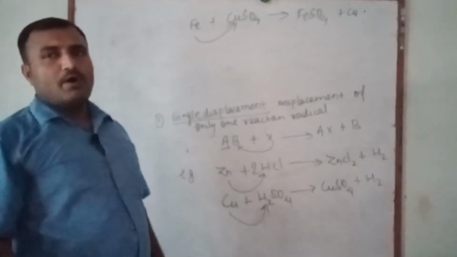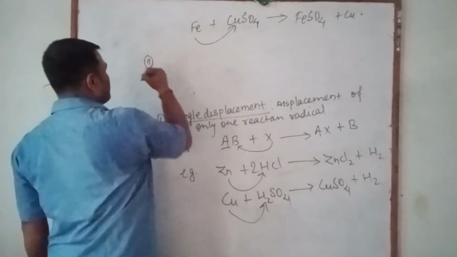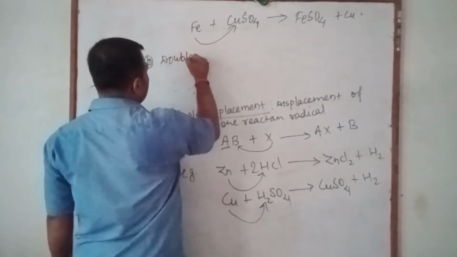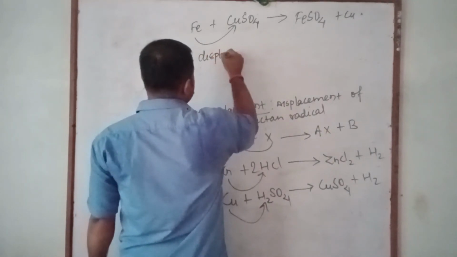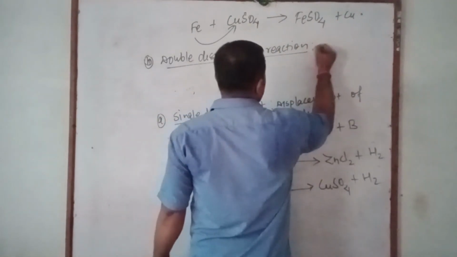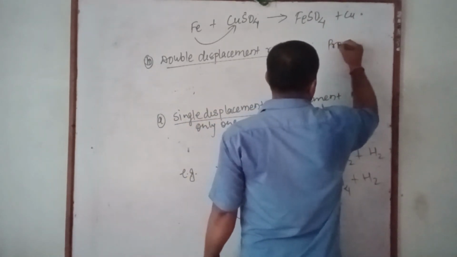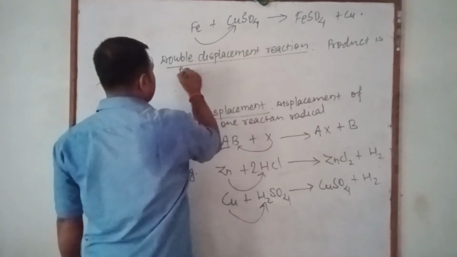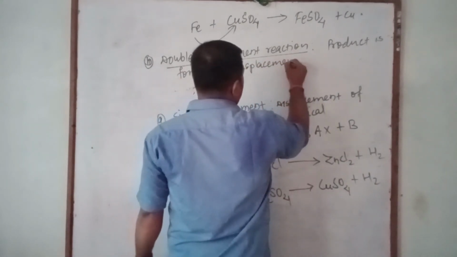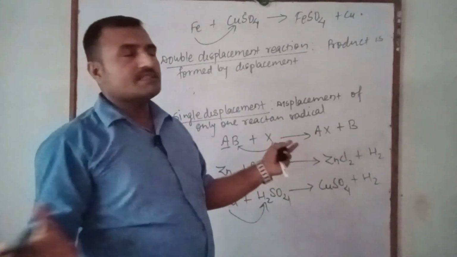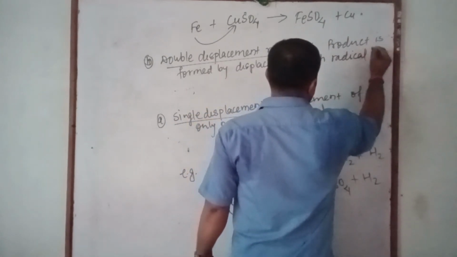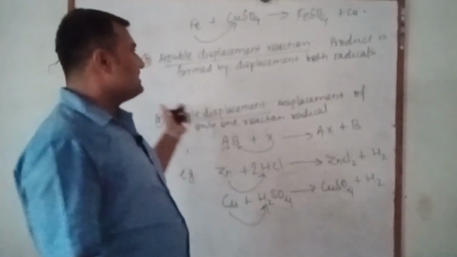And those types of displacement reaction in which the product is formed by displacement of both radicals are called double displacement reactions. In a double displacement reaction, the product is formed by displacement of, generally, a compound having two radicals, and when both radicals get displaced, then it is called double displacement.